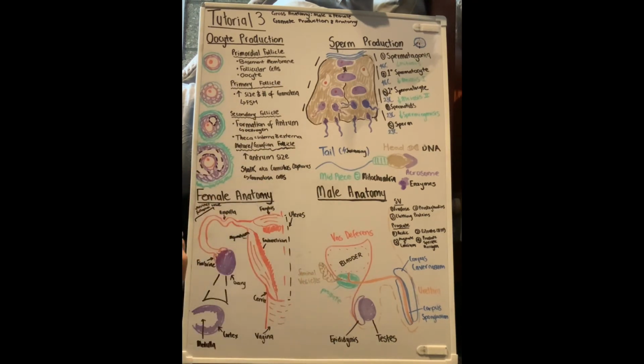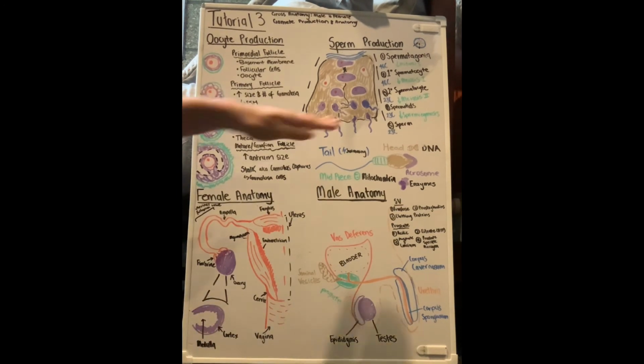Next is the head, which contains the DNA of the sperm, and that's important because the sperm needs to deliver the DNA in order to fertilize the egg. Next is the midpiece, which contains all the mitochondria, and mitochondria are needed in order to give the sperm energy to swim, and it swims using its tail, which is the last part.